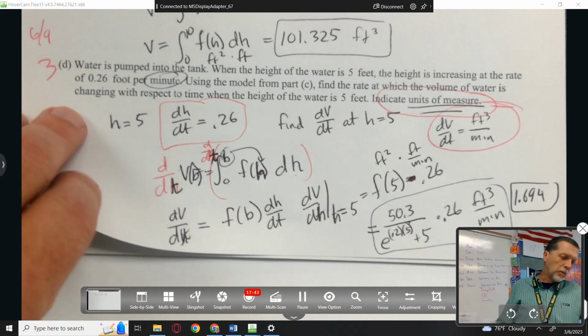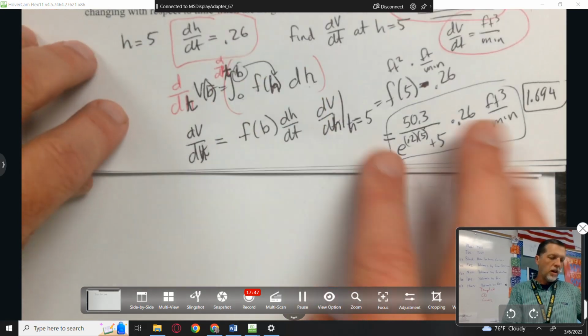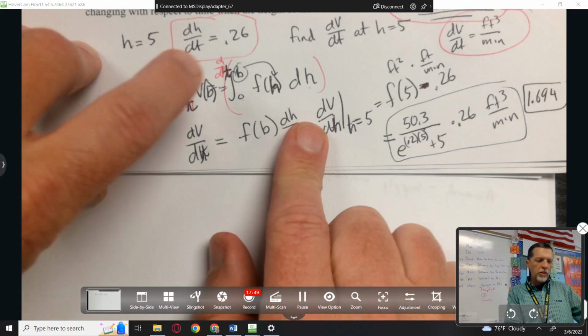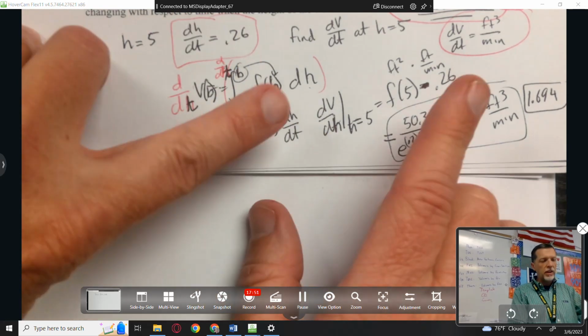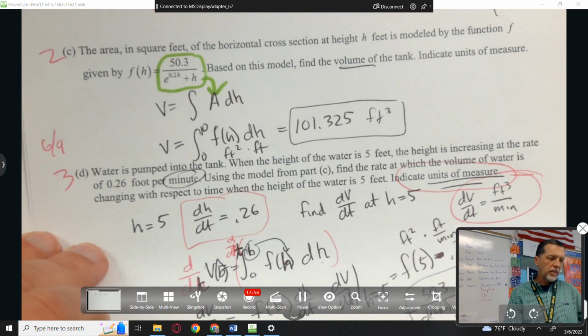Okay, so that was a little bit of a review of Riemann sums, of the fundamental theorem of calculus, where you undo a derivative and an antiderivative, cross-sectional areas.